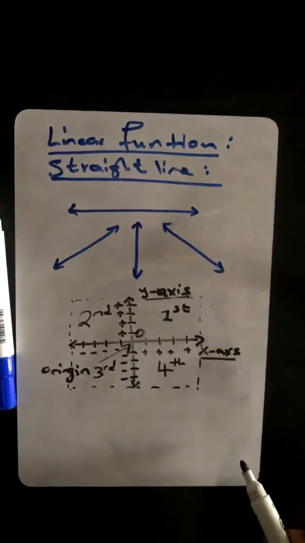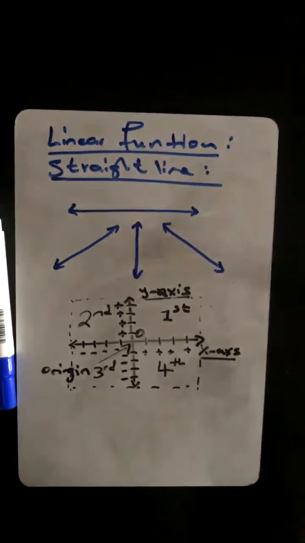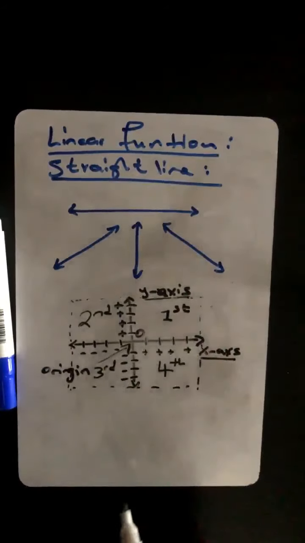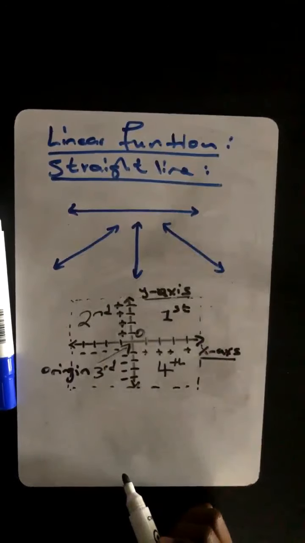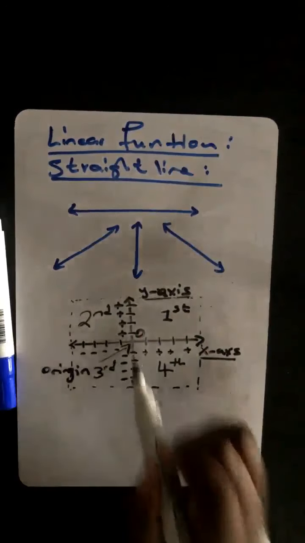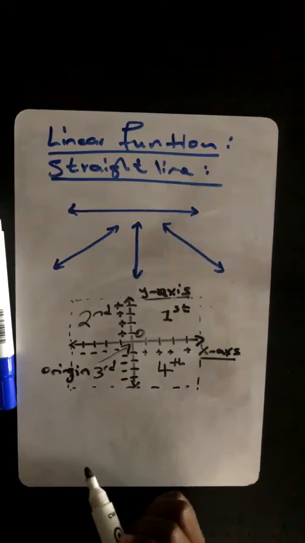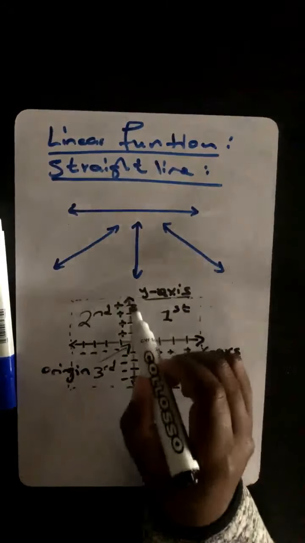So ladies and gentlemen, in grade 10, 11, and 12, we use the x and the y axis. When you get to tertiary level, that's where they introduce the third axis called the z axis. But for now, we only look at the x and the y axis.